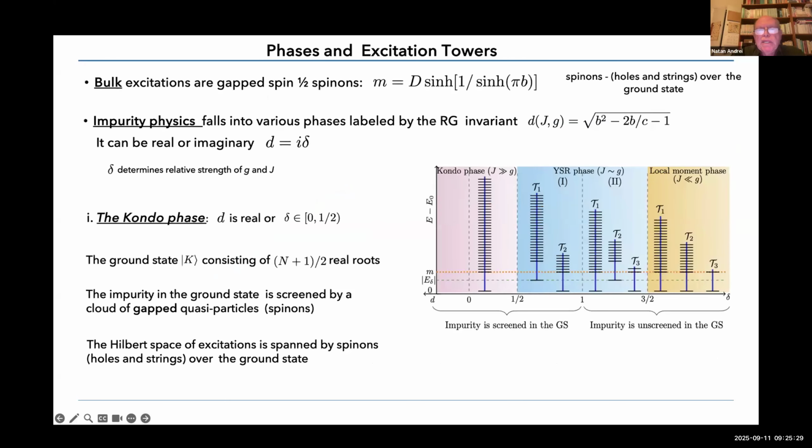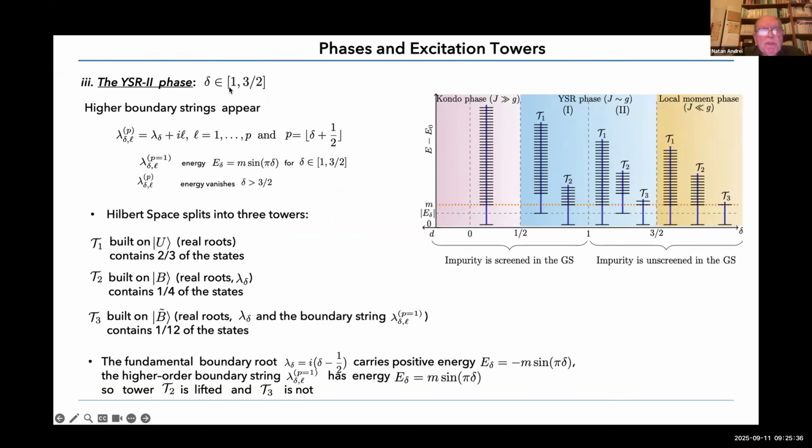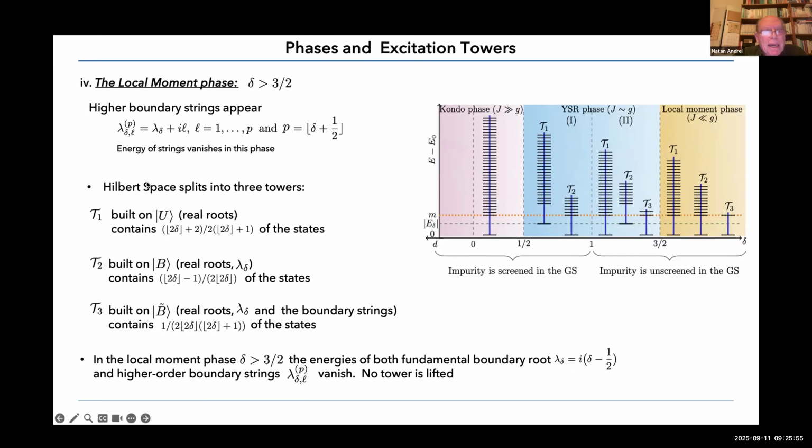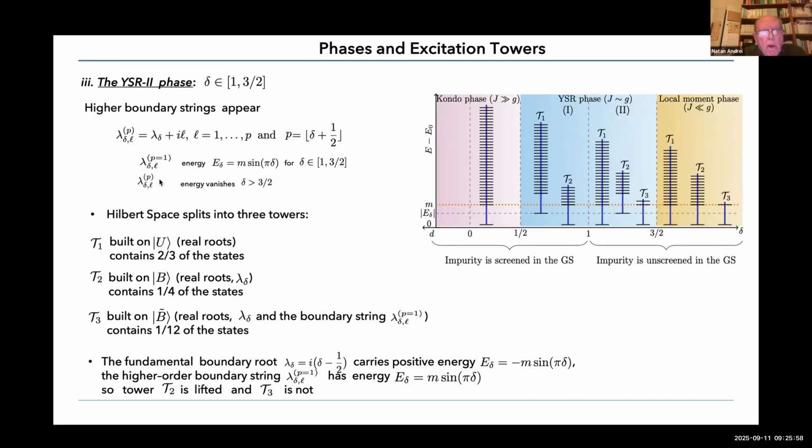When we keep increasing delta, and now delta is between 1 and 3/2, we are in this regime, new boundary strings appear, lambda super p delta L, and we can have, in other words, delta of P equals to 1 and delta of P 2. What is interesting now, so I have three types of towers. I can have a tower T1, which is built on U, only real roots, and it contains, so it's this one, it contains 2/3 of the states.